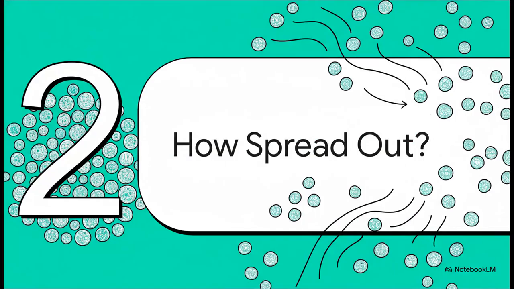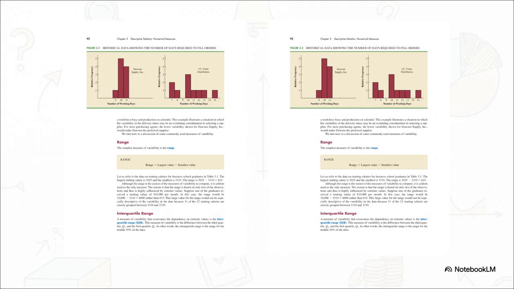Okay, so we found the center. That's a great start. But knowing the typical value, that's really only half the story. The next big question we have to ask is, how consistent is this data? I mean, are all the numbers huddled up tight around the middle, or are they just scattered all over the place? Let's put you in the driver's seat.